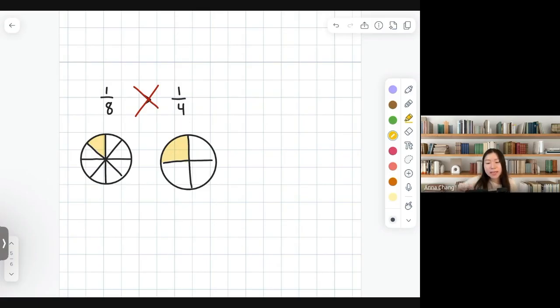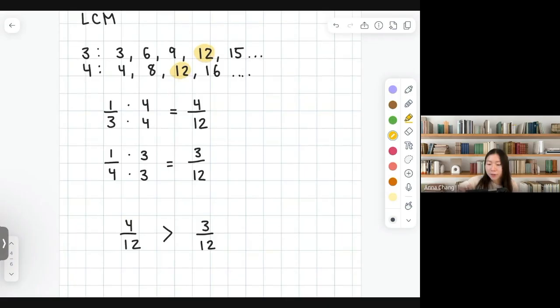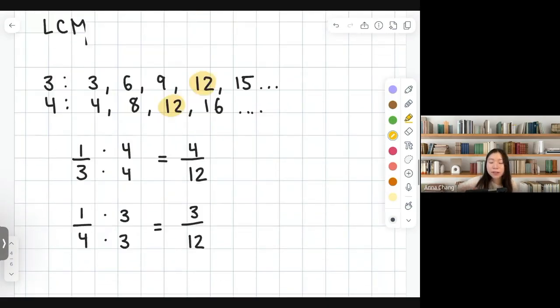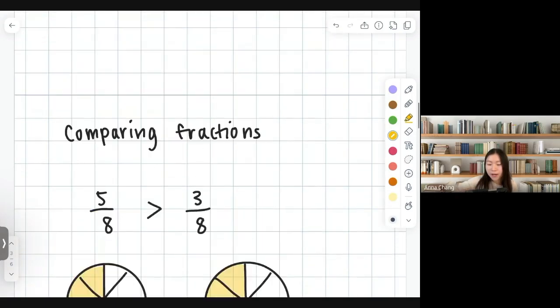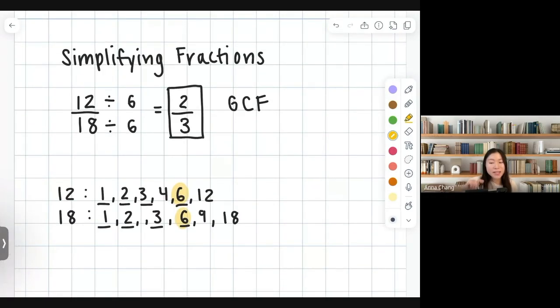Another common mistake is incorrectly simplifying your fraction. So earlier I showed you, in order to find equivalent fractions, you'll multiply the numerator and the denominator by the same number. In order to simplify fractions, you're going to divide the numerator and the denominator by the same number. If you only multiply or divide one or the other, so only the numerator or only the denominator, you will not get equivalent fractions. You have to do both.